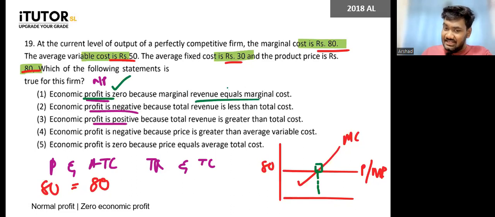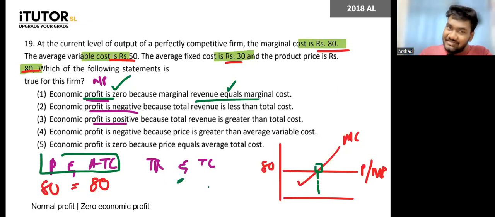MR equals MC. Correct. But is the economic profit zero because MR equals MC? No, right? Economic profit is zero because the price is equal to average total cost, or the total revenue equals total cost. That is why economic profit is zero. Economic profit is not zero because MR equals MC. No. Economic profit is zero because average total cost and price are equal, right? So be very careful with that.